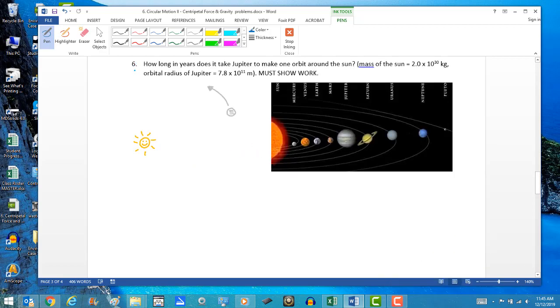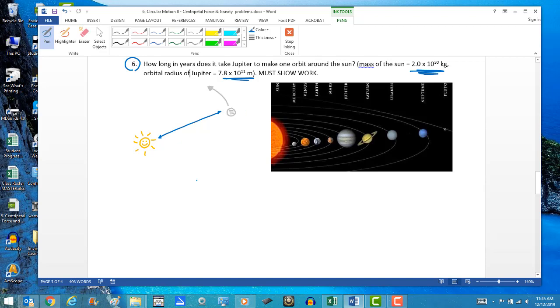Okay, question 6 introduces a really important trick. We have Jupiter going around the Sun. We're given the mass of the Sun over here, and we are given the orbital radius of Jupiter. So that would be that distance right there. Now we're not given any other information. We're not given the mass of Jupiter, the speed of Jupiter, or anything else. So you're sitting here scratching your head. How can I solve that without just looking it up somewhere?